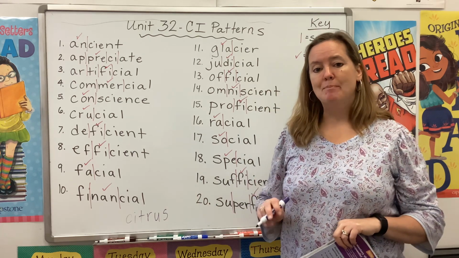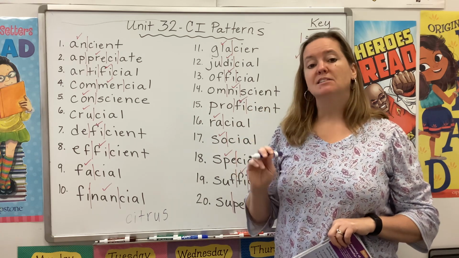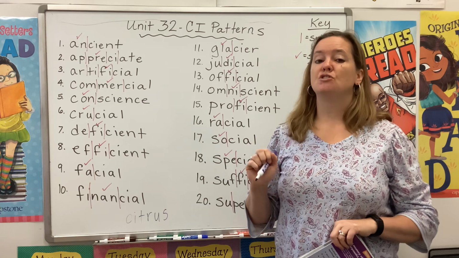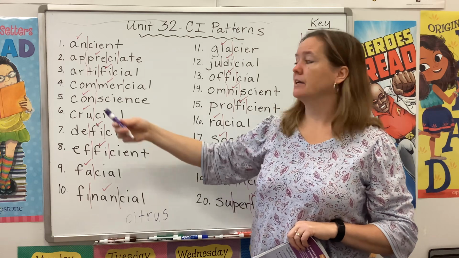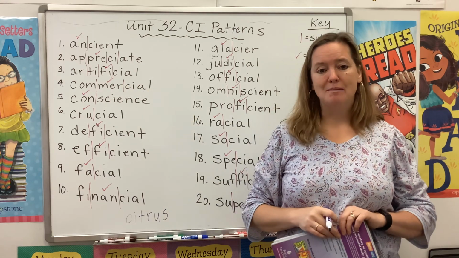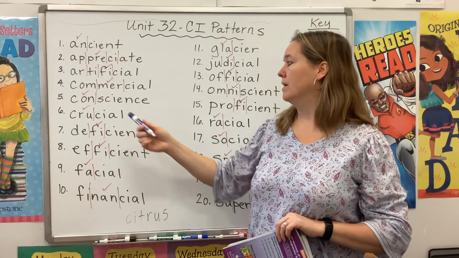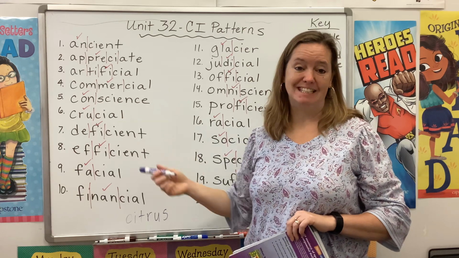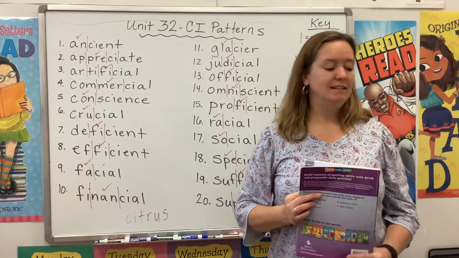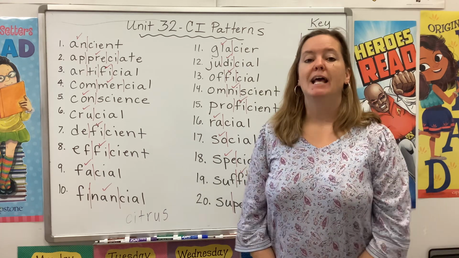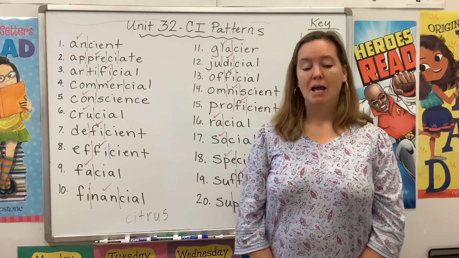But something happens at the end of a word when it has a suffix tacked onto it. Sometimes that CI turns into a sh sound in a word like appreciate or artificial. And sometimes it takes on a ch sound in a word like ancient or conscious or conscience. Okay, so let's start by reading our list. As we do, use your eyes to look for that CI in each word and use your ears to listen for a sh or ch sound. Please repeat after me.